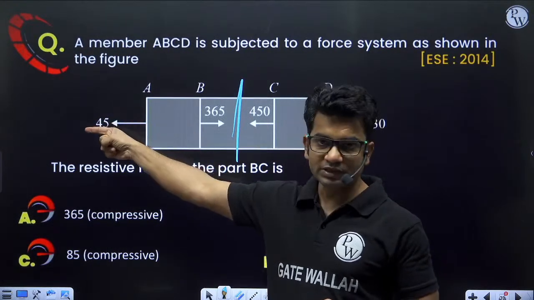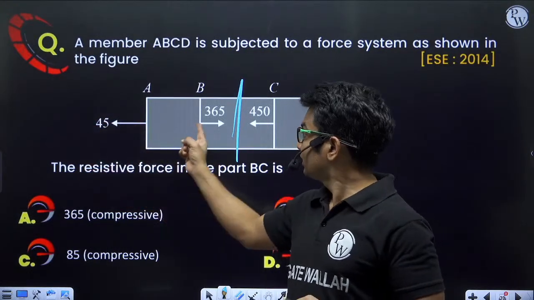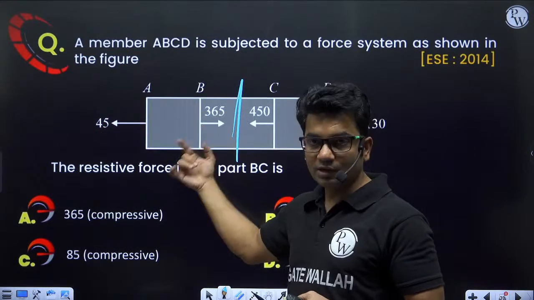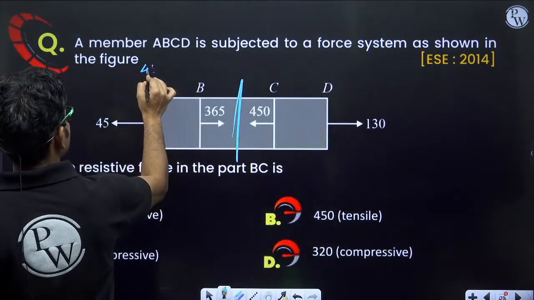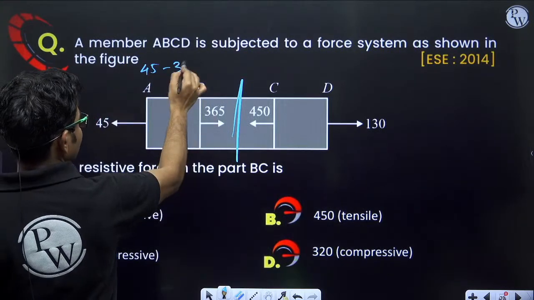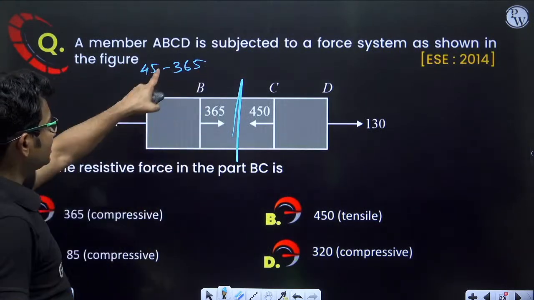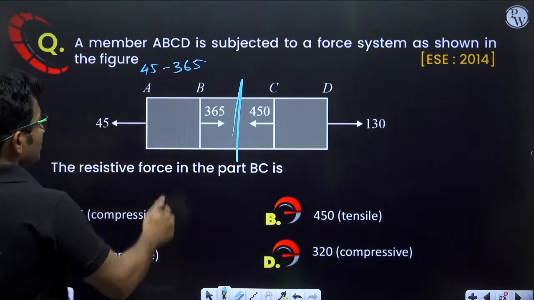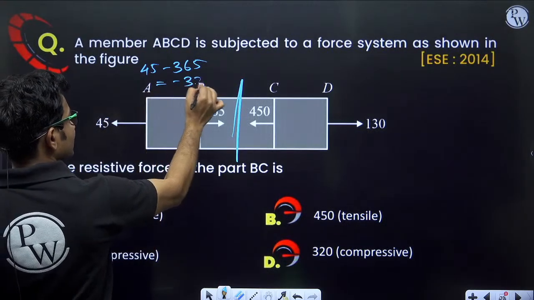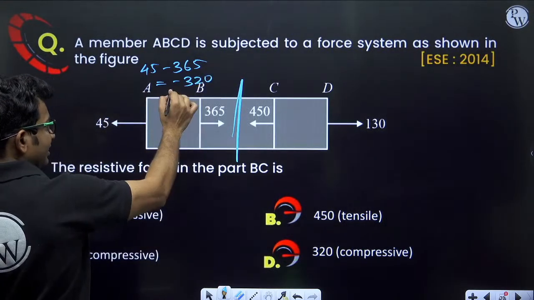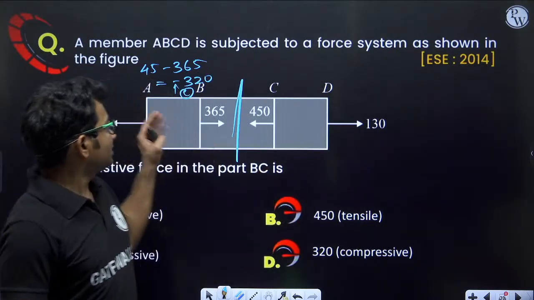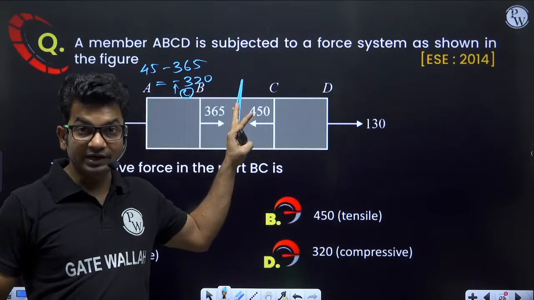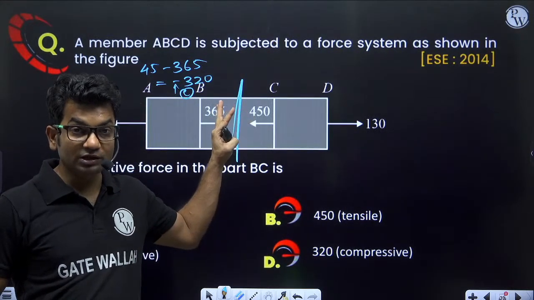45 is away from the section, it is giving tensile. 365 is towards the section, that is giving compressive. So 45 is tensile, so positive, minus 365, because it is compressive. So we will get minus 320. Minus is indicating that compression is there. So from this side we are getting minus 320, that means 320 kilonewton compressive force.